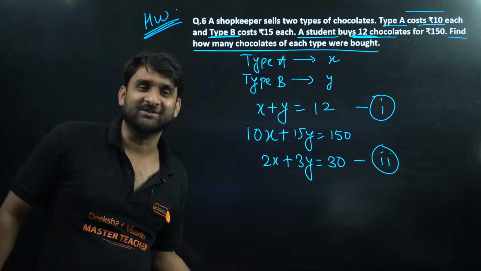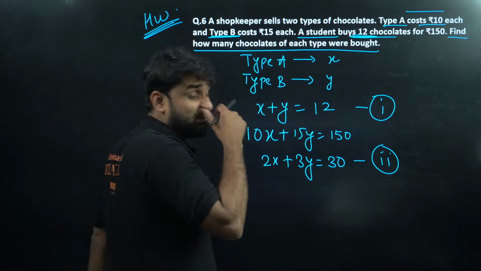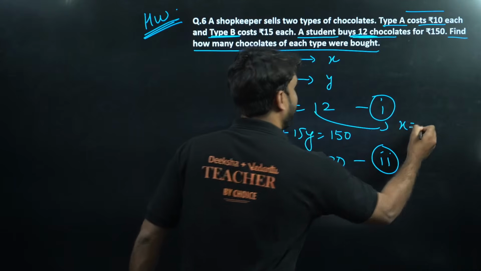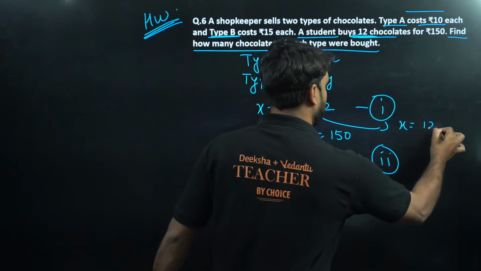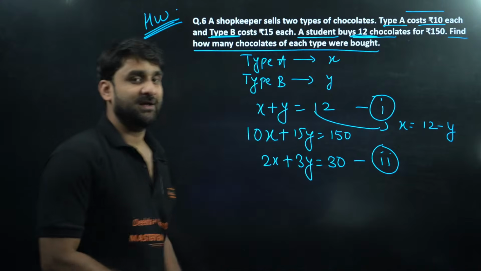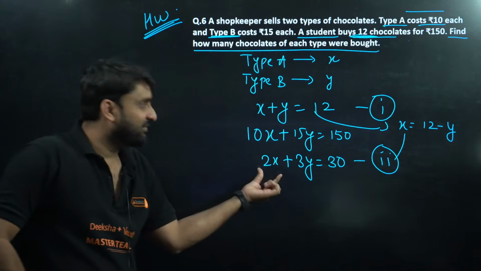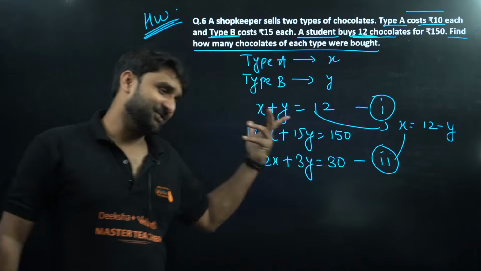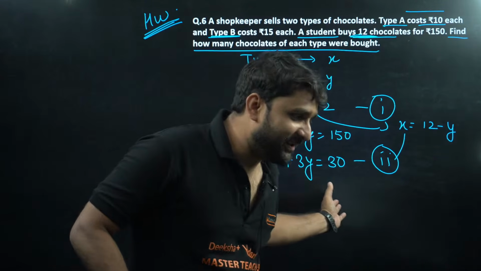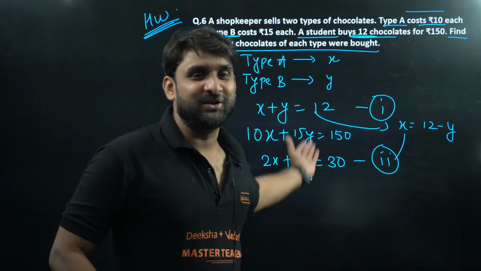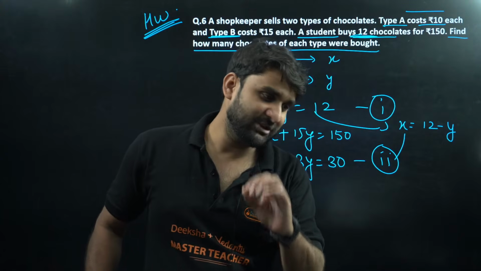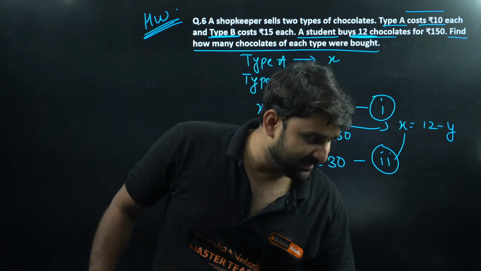Now you can solve. You can apply the substitution method. From this equation, separate x. So x can be written as 12 minus y. And now you can put this value in the other equation to get a single variable. So my dear champion, I have already done almost 80% of the solution. Now the rest part you will do. Yes, Arush, is it clear?